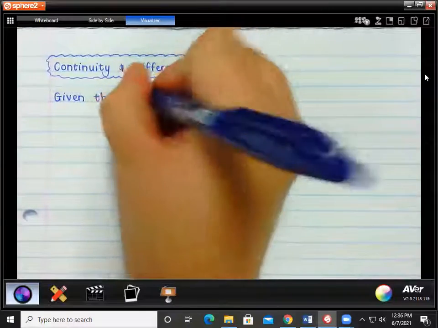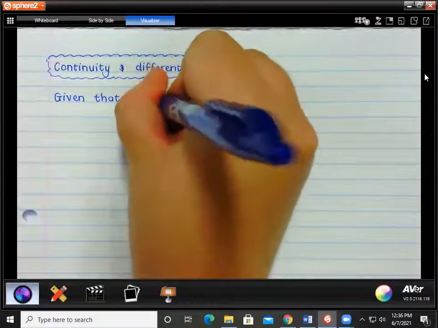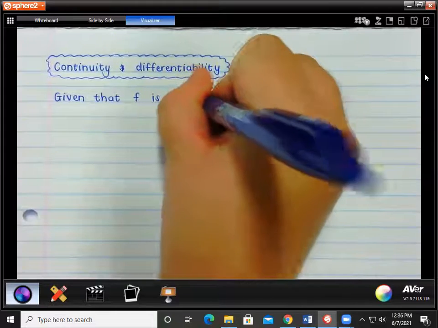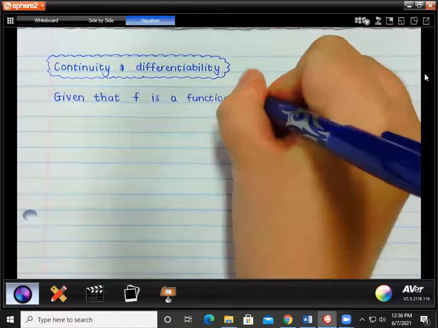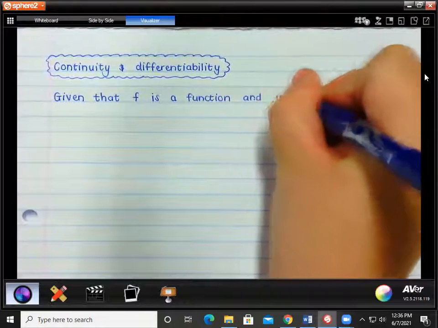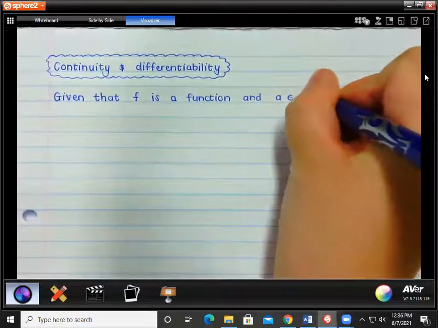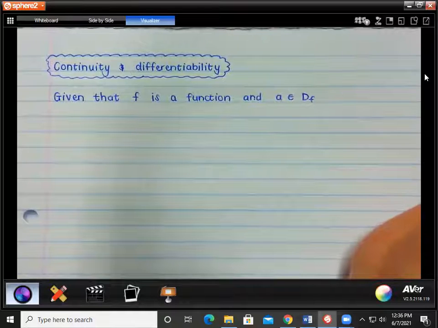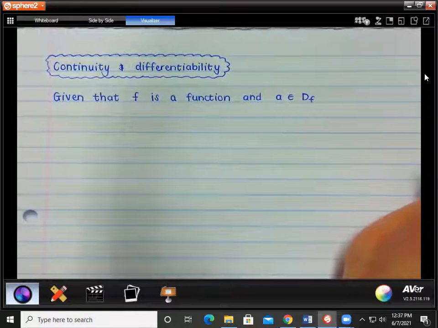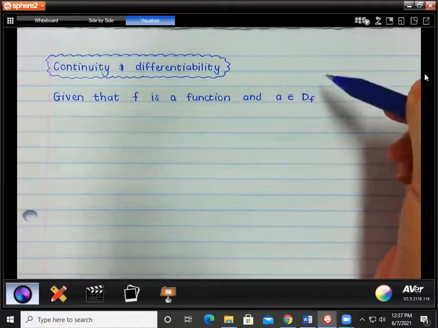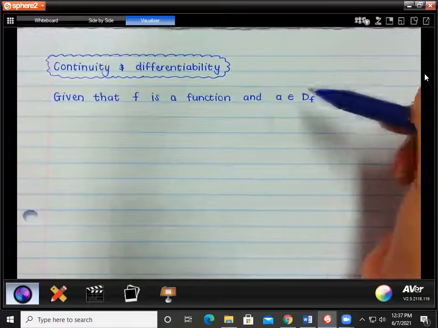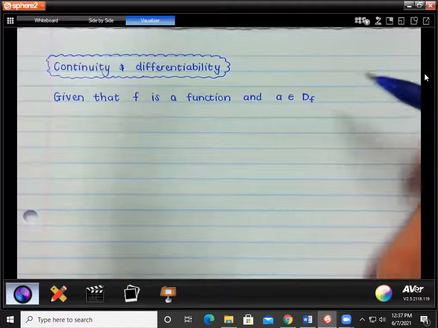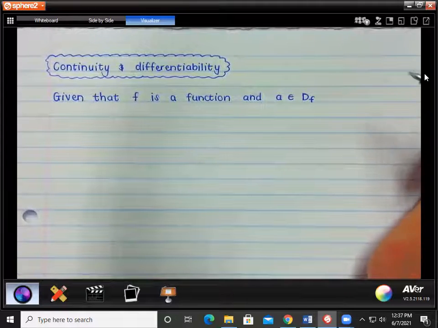All right, so given that f is a function, and A is an element of the domain of f. I don't think you guys have seen that notation before. Guys, what is the domain? Domain is a set of all the x values. So basically they're telling you that A is an x value somewhere on this graph, on this function.